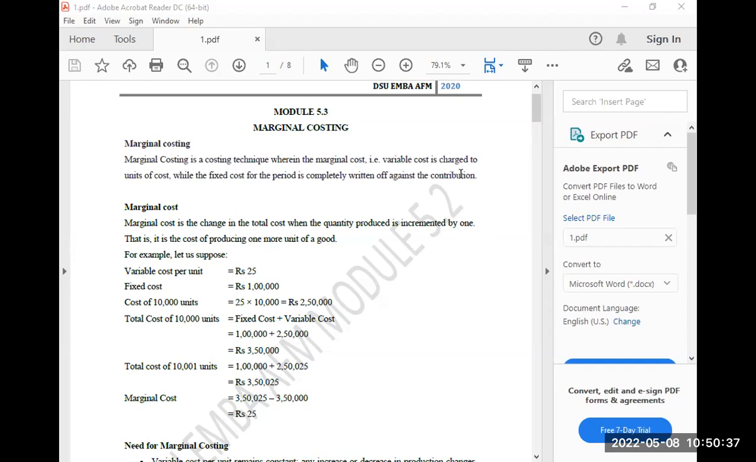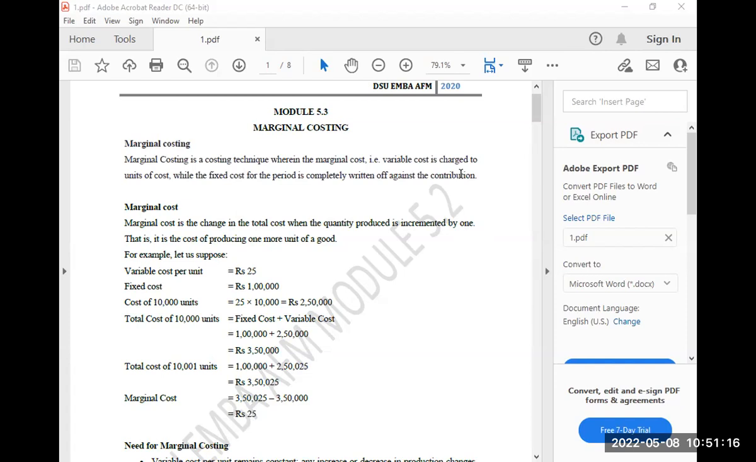Suppose to produce 1 notebook, I need 100 pages. 100 pages are available in the market to be purchased by my notebook company by spending 10 rupees. So what is the paper cost of 1 notebook? 10 rupees. If I produce 2 notebooks, how much do I have to spend on paper? 20 rupees. If I am producing 1000 notebooks, how much do I have to spend on material? 1000 into 10, that is 10,000 rupees. So this is what we call a variable cost.